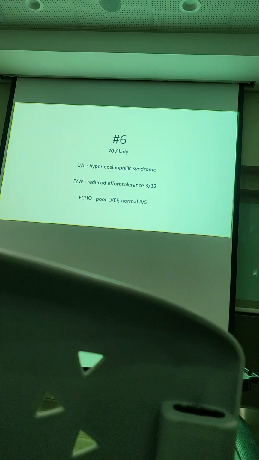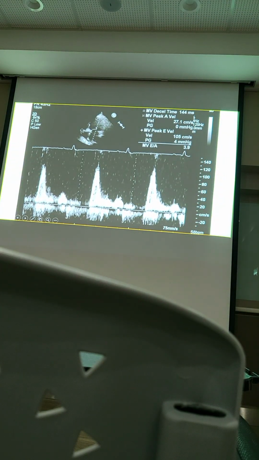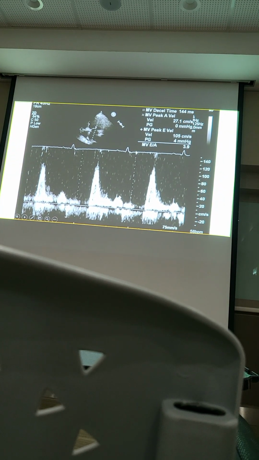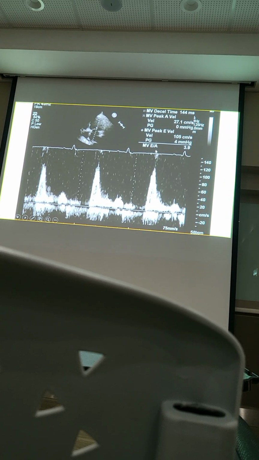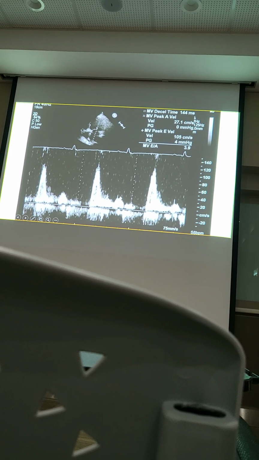Number 6, 70-year-old lady with hypereosinophilic syndrome. Datang with reduced effort tolerance for 3 months. Then echo poor EF and normal IBS. Okay, this is the first echo, the doctor of the MV inflow. So this one perlu ikut number 1, which algorithm do we use? Number 1 or number 2? Number 2. So kalau number 2, kita perlu tak tahu the other parameters.